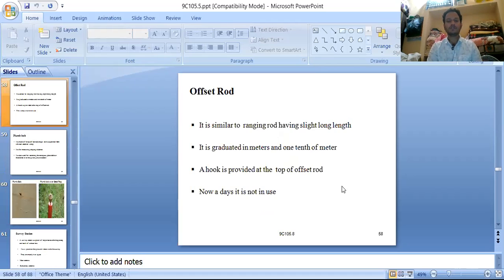We have offset rods, which are similar to ranging rods but slightly longer. It is graduated in meters and 1/10 of a meter. A hook is provided at the top of the offset rod. Nowadays, it is not being used because of its heavy weight and huge length.